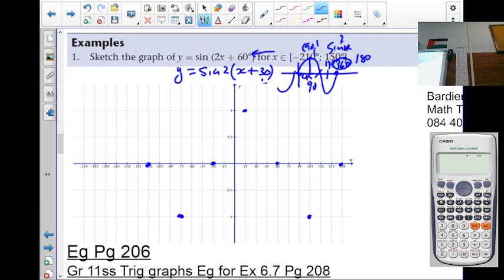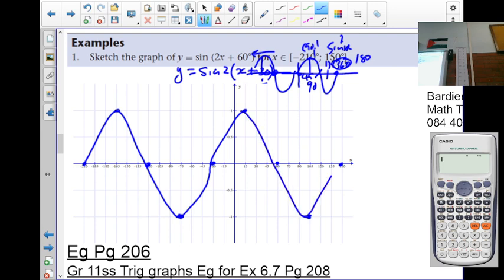So that is negative 135, 30 degrees to the left, 165. I think it's this one here. And then 210. So what I do is I just connect the dots. Do what I do best, no? Note it's going through that point there.